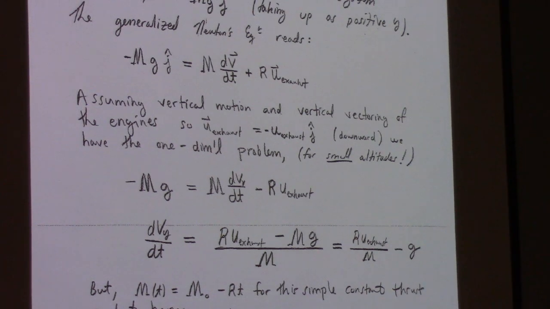All right, let me get back to the physics. So I solve for dv/dt, and in this context it gives me r times the velocity of the exhaust divided by m, minus g. Now this is a constant, this is a constant, this is a constant. Wait a minute, m is not a constant. m is a function of time here. The mass is changing, right? But the r, the u, the g, these are constants.